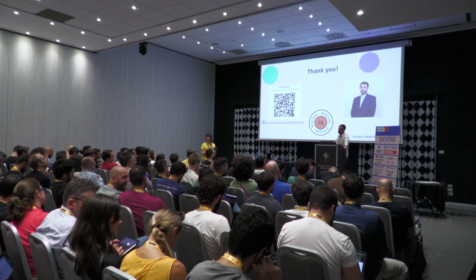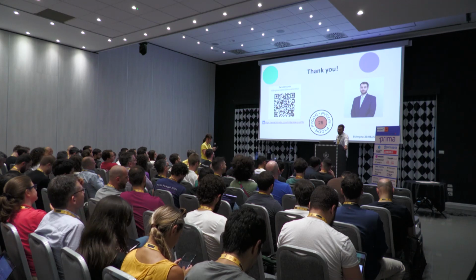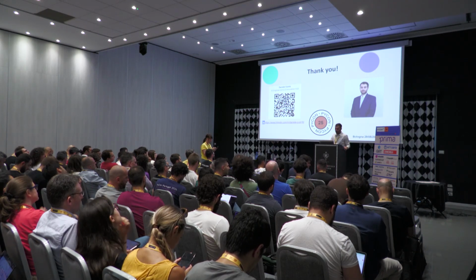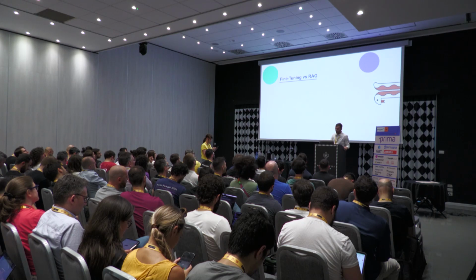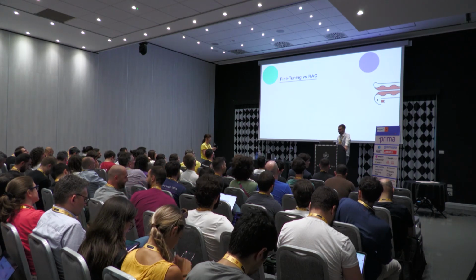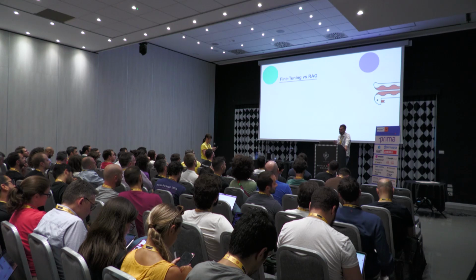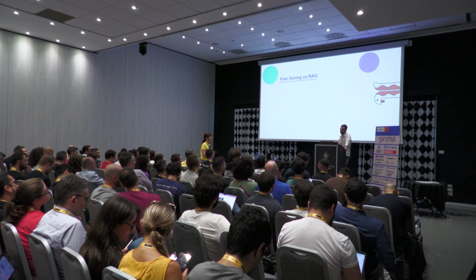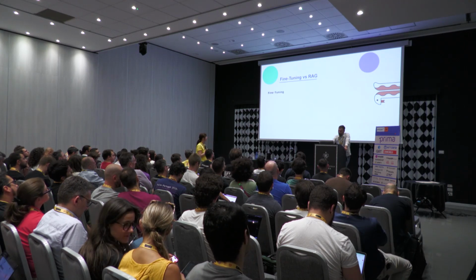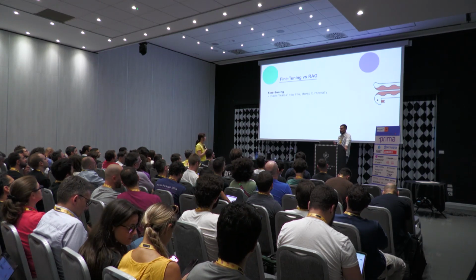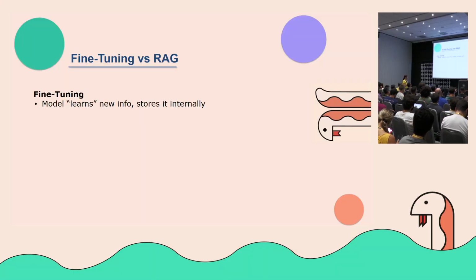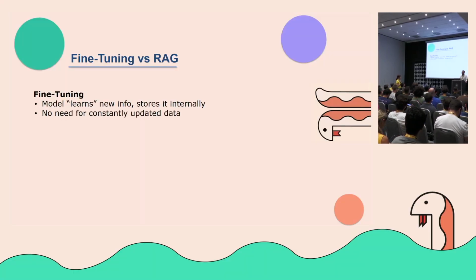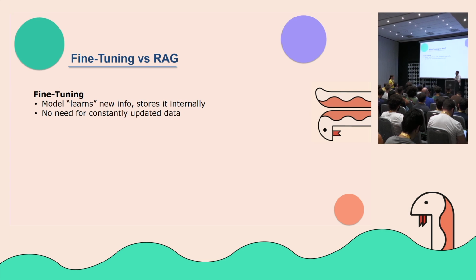Okay, that's an interesting question. Maybe I can use one slide that I prepared to solve kind of similar questions, because this is a frequently asked question: when to use fine-tuning, when to use RAG. Talking about fine-tuning, the model learns new info and stores it internally. When you fine-tune a model, there is no need to have constantly updated data. So it's something that is static. You have data, you fine-tune your model, and that's it.